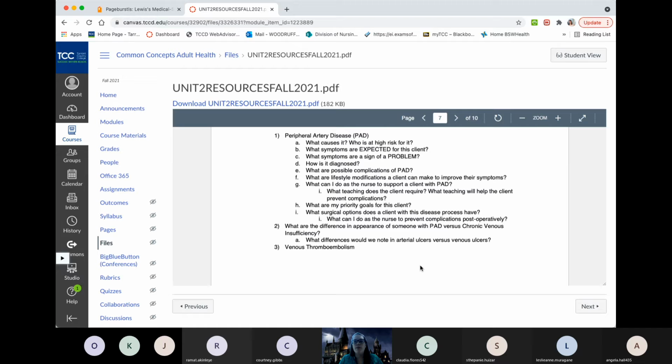So what causes it, or who's at risk for it? I don't need the whole list. I've seen some students just copy and paste a long list: here's all the people that could have PAD, the 15 people. Sometimes the book will actually say in the paragraph who's the highest risk. Is it men? Is it women? Is it older people, younger people? Is it people with a history of something? Really focus on what the book's telling you, the most at risk people.